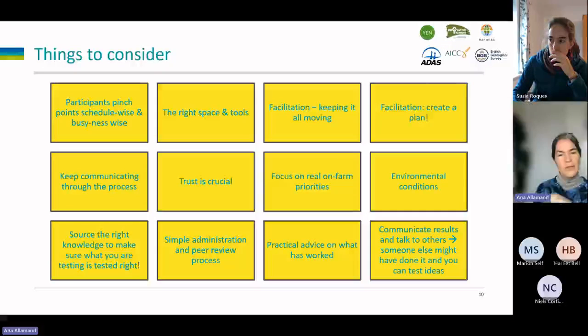Communication with your neighbor is always the best way to get a really good handle on what's happening on the ground. And once you've had all this information, once you've gone through the whole process, turn it into practical advice.